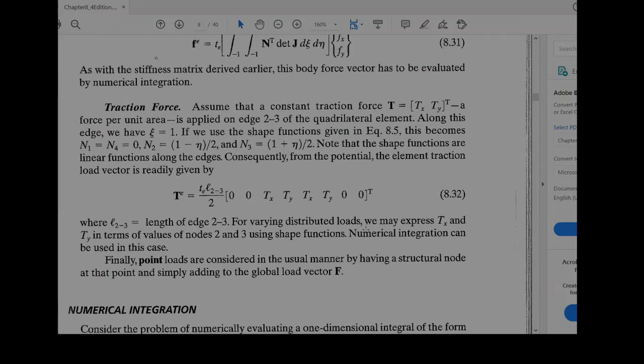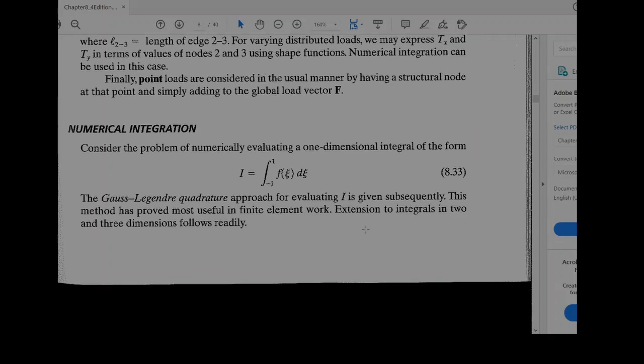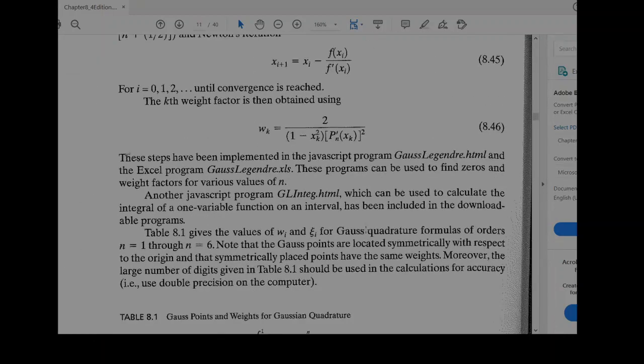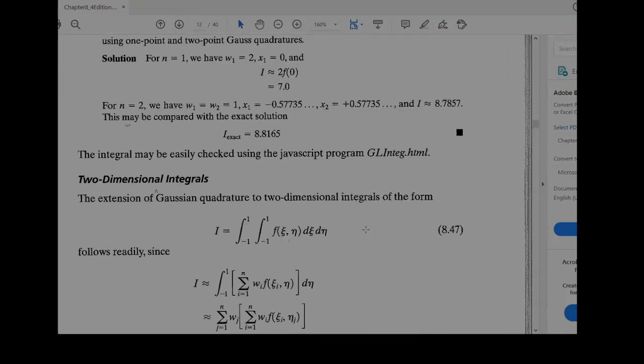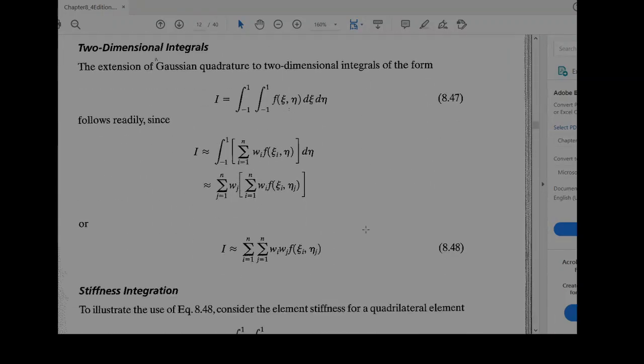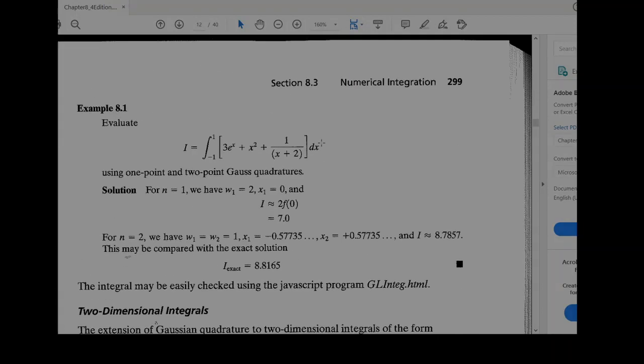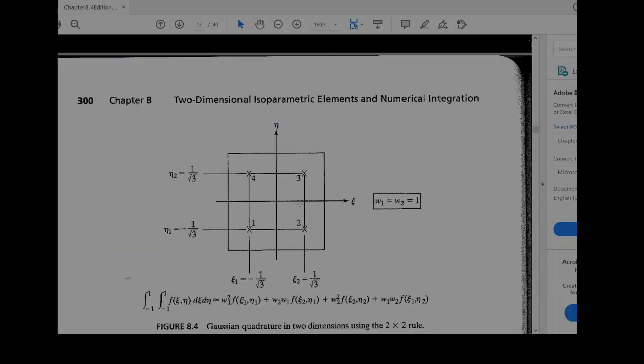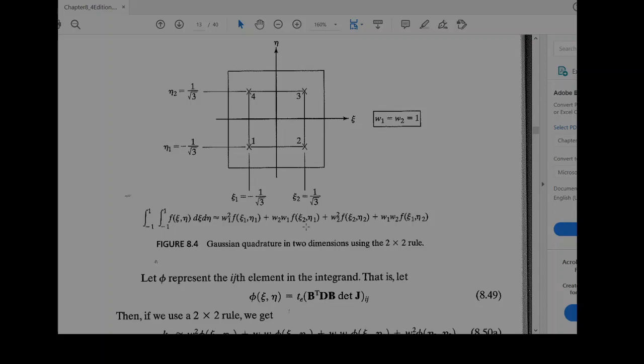So this is now for the loadings for the Q4 element, numerical integration. We've gone through this. You can read through it, feel free, and see the two-dimensional integrals. Quite simple. Then stiffness integration. We have this stiffness. We have to figure out what is the highest order polynomial here, and make sure we choose appropriate Gauss quadrature rules, and then we can do the integrals of this.